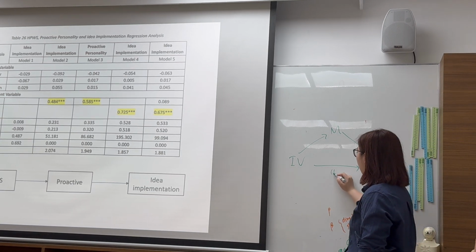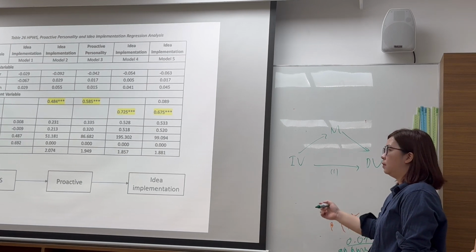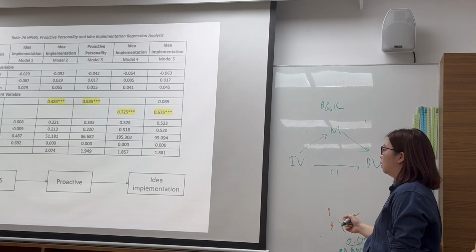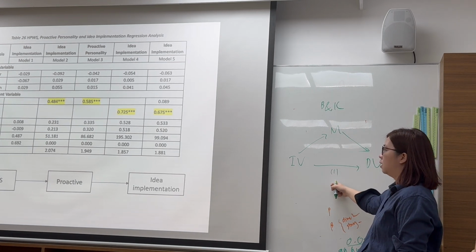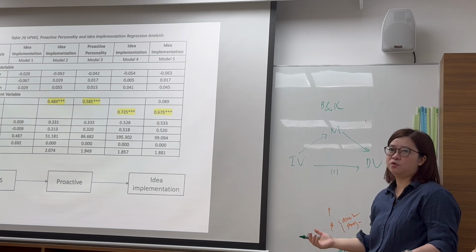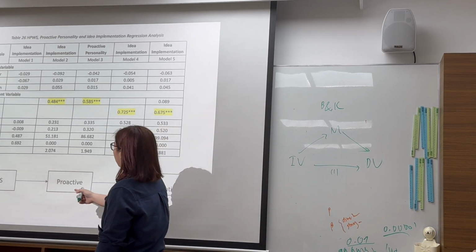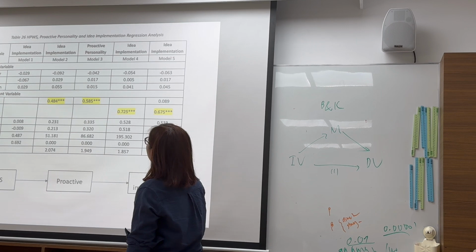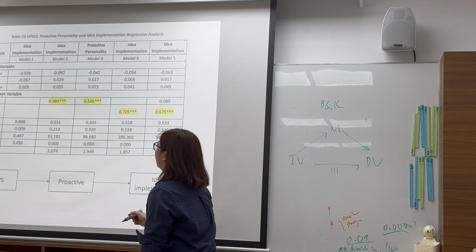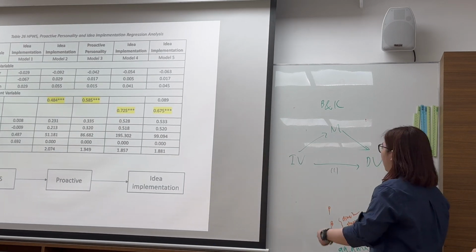Step 1, the most important: the IV has to significantly affect the DV. I'm talking about Barron and Kenny. If number 1 is not significant, then nothing happens because originally you don't have any relationship. How can you have a mediation? So step 1, IV to DV, SPWS to ID implementation, here, significant. So we meet the first criterion.